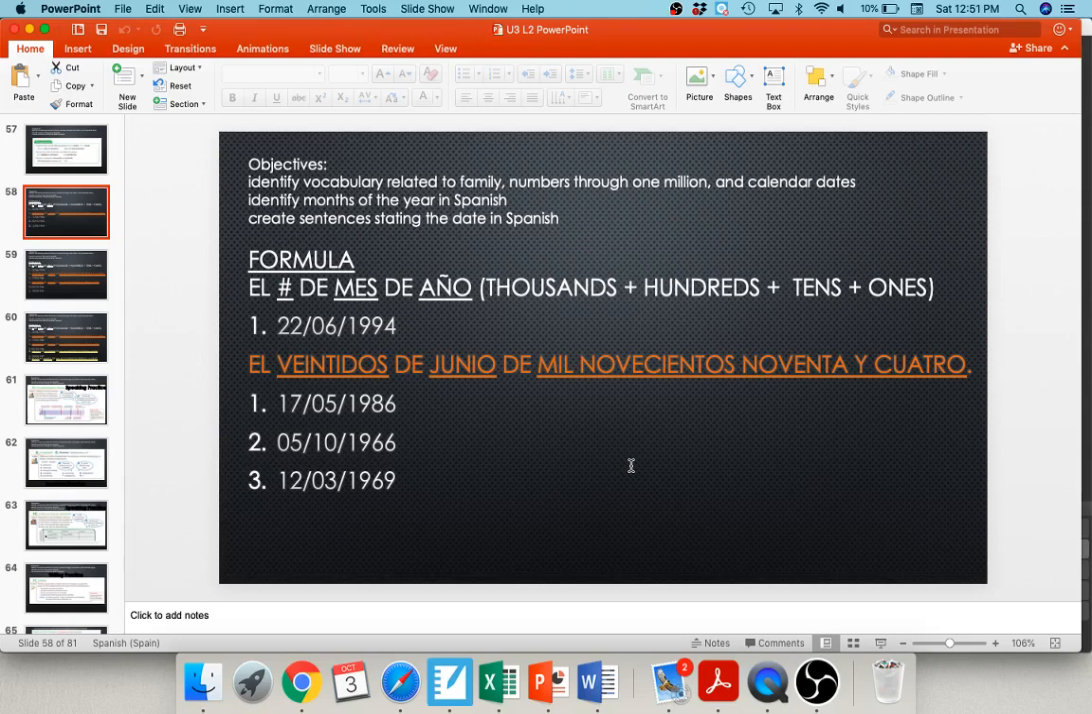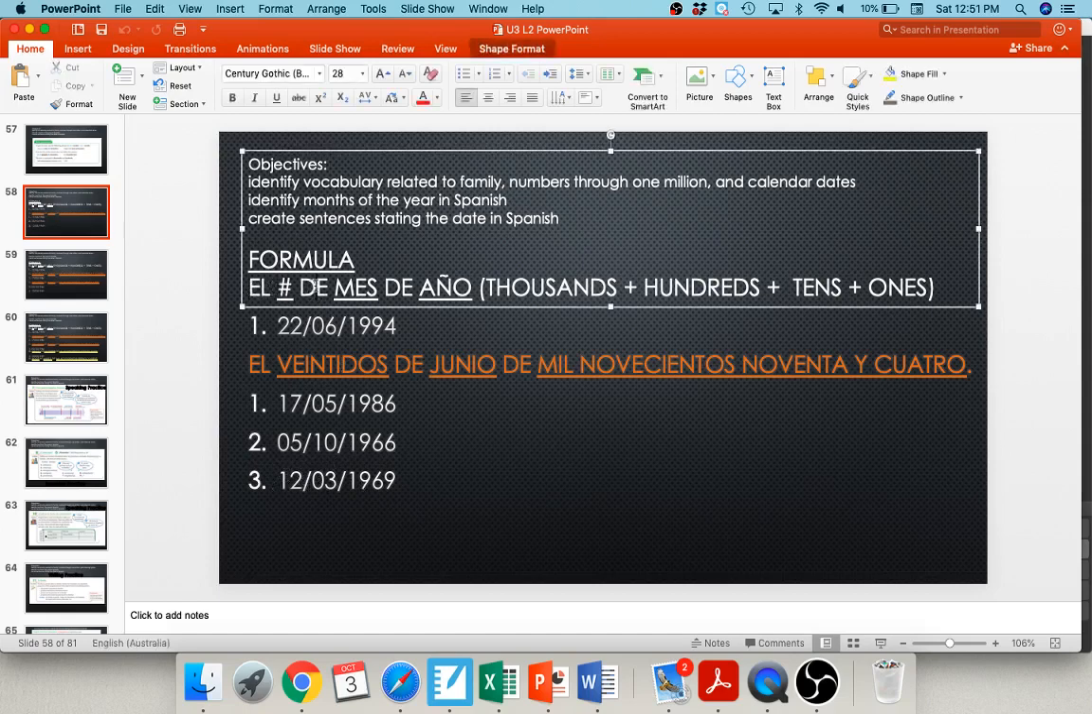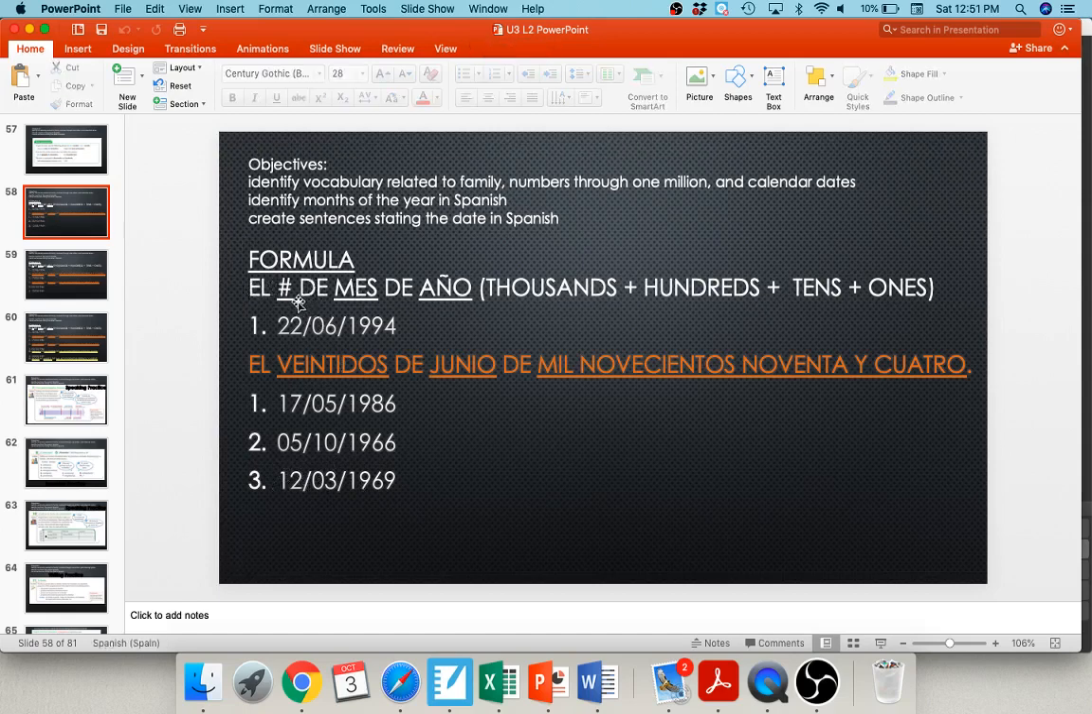Let's practice some dates. Also, the dates are written backwards in Spanish. So if you see this, like down here, this is not December 3rd. This is March the 12th of March. Because remember, we always do el, number, day, whatever month. So here, this is the 22nd of June, 1994. So we said el 22, the 22nd, de, of, June, junio, de, of again, and then 1994. A little tricky, huh?